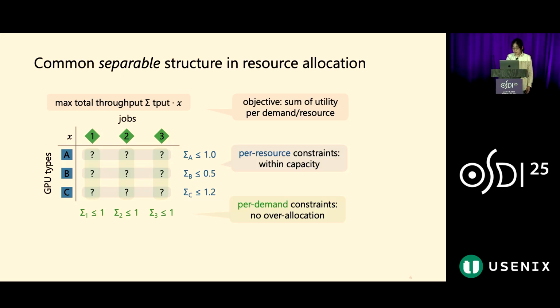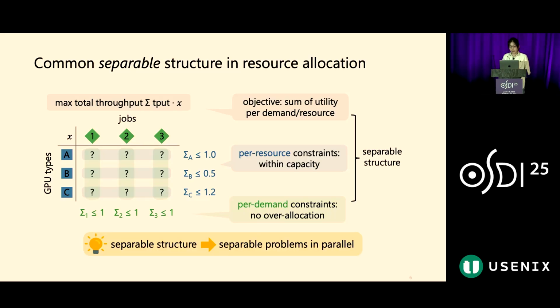Since each GPU has different specs, a job can achieve different throughput on each type. And the objective is to maximize the total throughput across all jobs. This is what we mean by a separable structure. Constraints are specified for each resource and each demand. The objective is also a sum of utility from allocations.